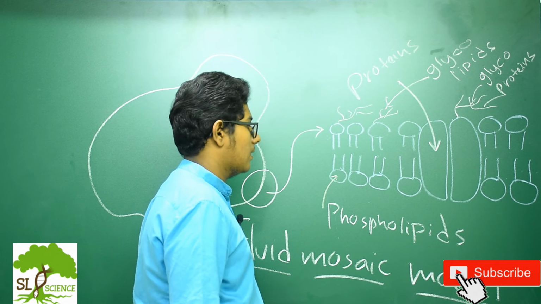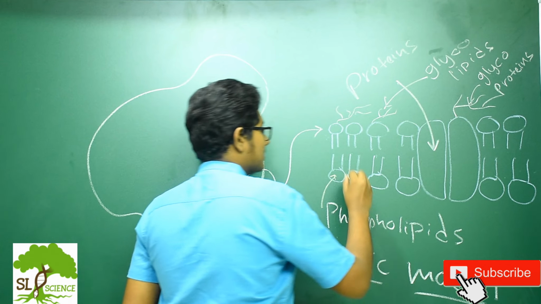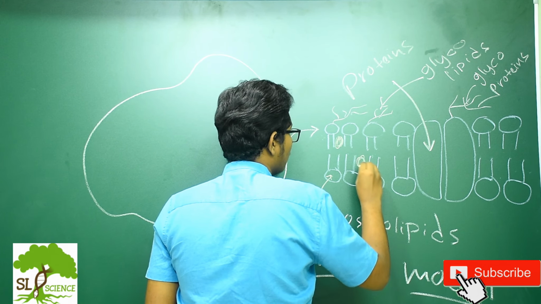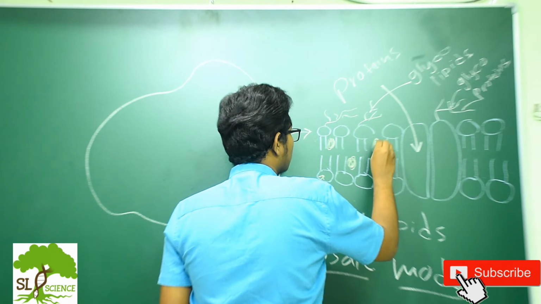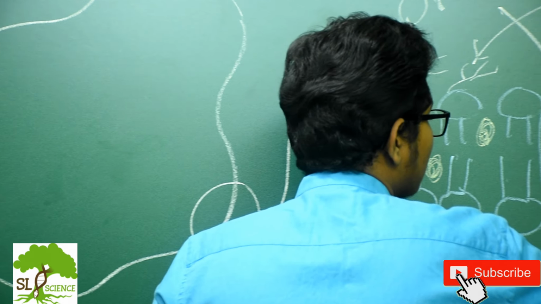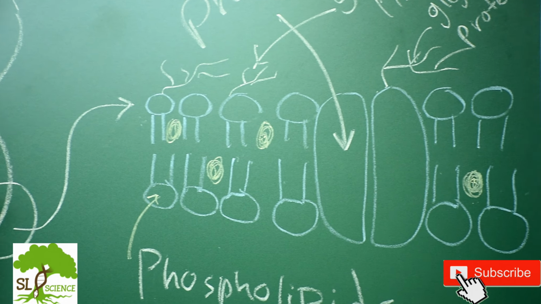And also we can see cholesterol between these phospholipids. Only in animals we can see cholesterol, not in plants.